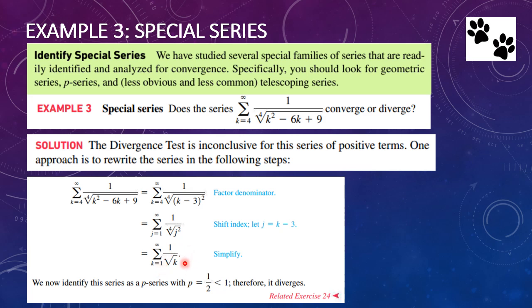Now, hopefully you can recognize this as a p-series, but if not, just remember to rewrite the radical as an exponent, and you get 1 over k to the power of 1/2, which hopefully then is easily identified as a p-series. And since p equals 1/2, which is less than 1, then this series diverges.